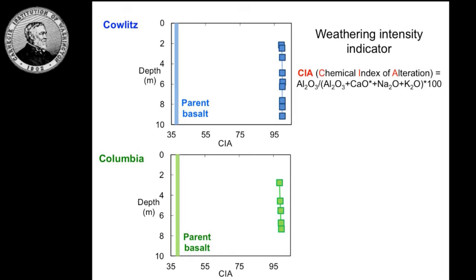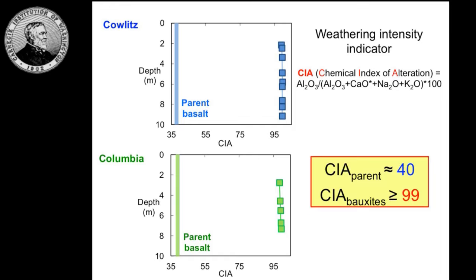As you can see, all those boxes are the bauxites, the weathered material, and those bars indicate the parent material, which is the basalt. For both profiles, Cowlitz and Columbia, the two different weathering profiles I showed you before, all of them showed a very homogeneous parent at 40, and then the bauxite showing 99. So 100, as you can see from this equation, is the highest you can get, right?